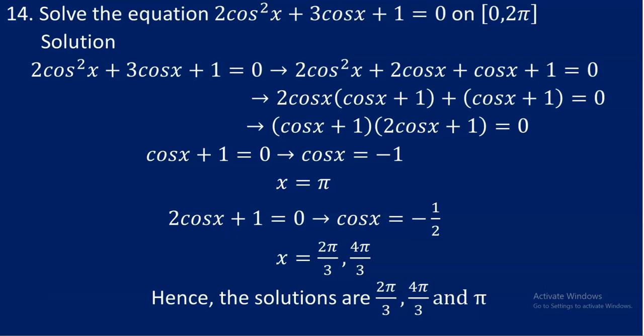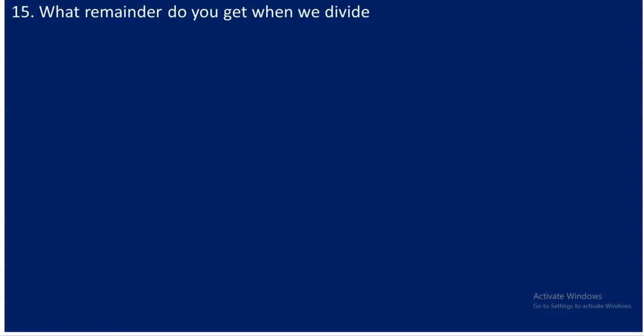Okay, now up next is question number 15, and it says: what remainder do you get when we divide x to the power of 999 minus 2x to the power of 19 plus 3x squared minus x minus 1 by x plus 1? So dear beloved ones, I hope you will never start dividing this long polynomial by x plus 1, because it will be time-consuming and tedious. So what you need to do is apply the concept of the remainder theorem.